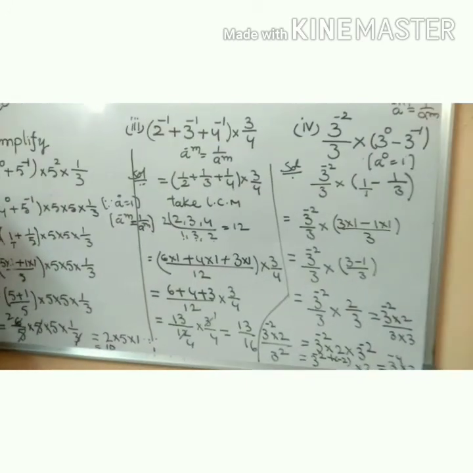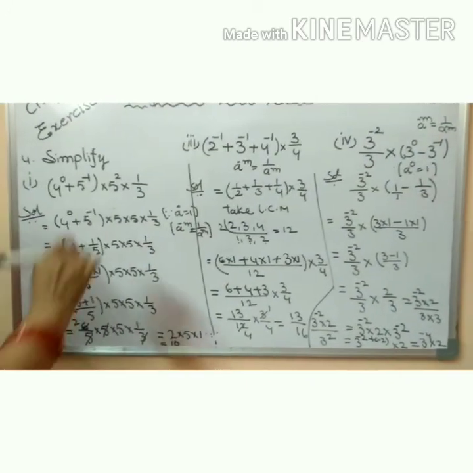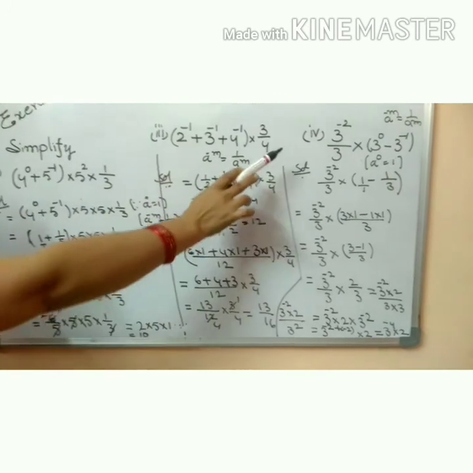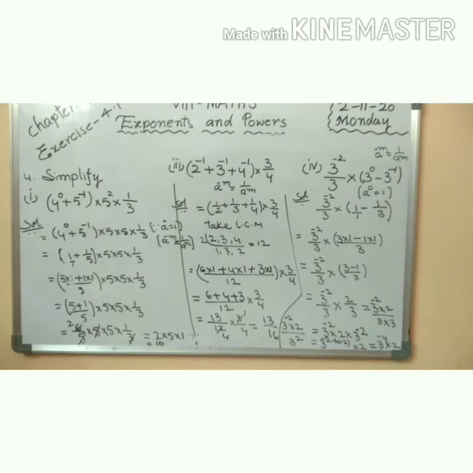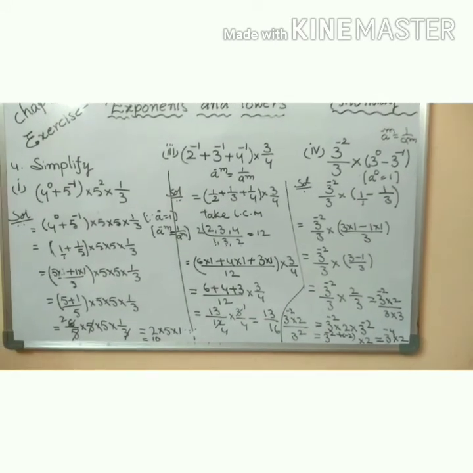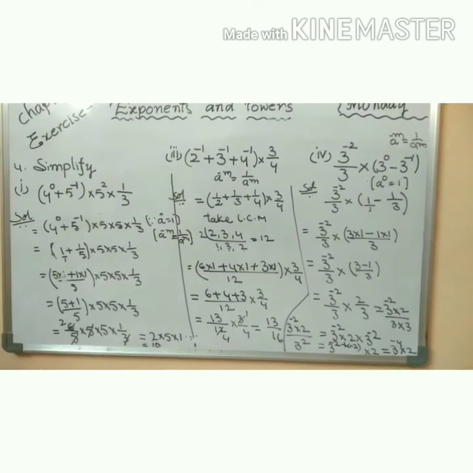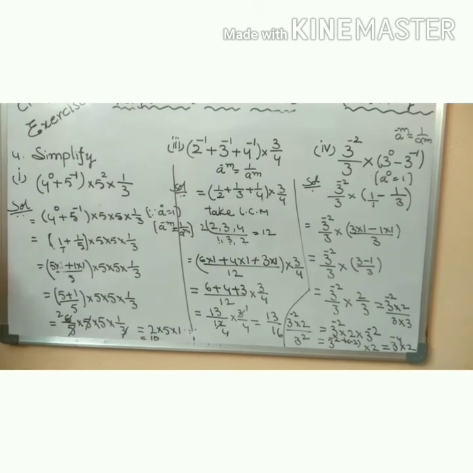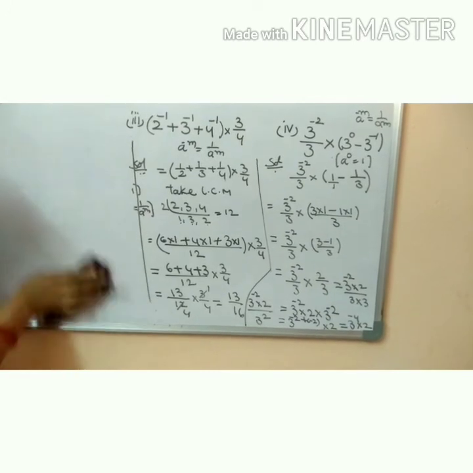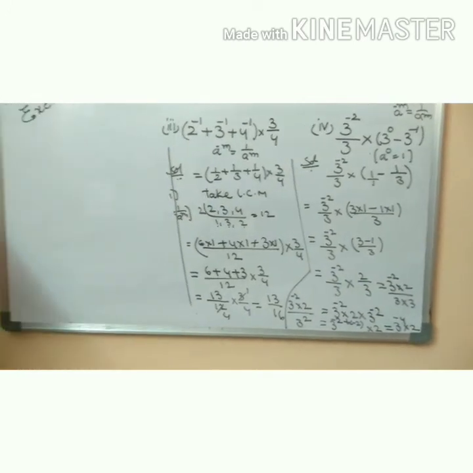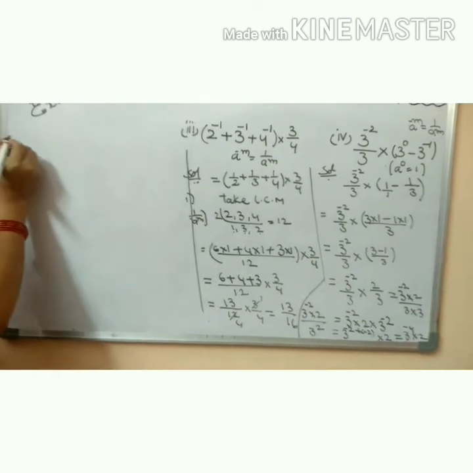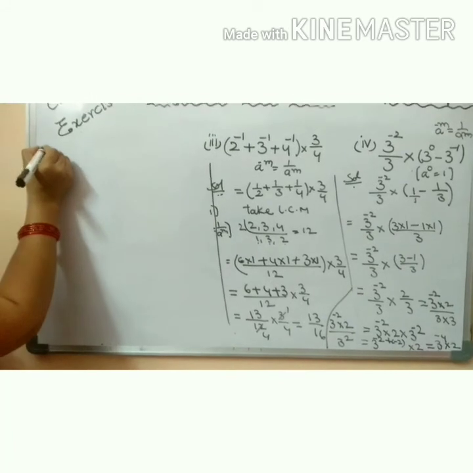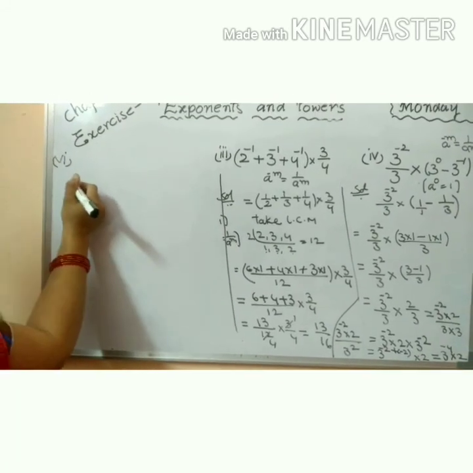It is in fourth Roman, first problem, third problem and fourth problem. Remaining problems, do the homework. And one more then, sixth problem is there. Sixth problem. Sixth one.